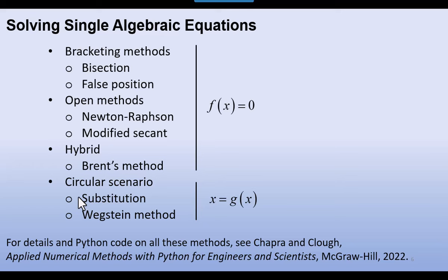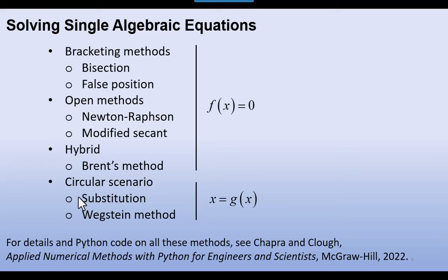And then there's a circular scenario which is called substitution, which can be implemented with something called the Wegstein method. I just make note here that with my co-author Steve Chapra, we have written a comprehensive text on applied numerical methods for engineers and scientists, using the Python language, and that's currently available.